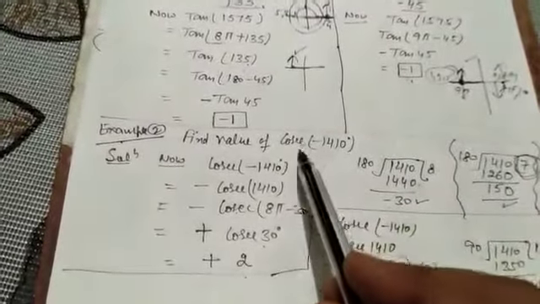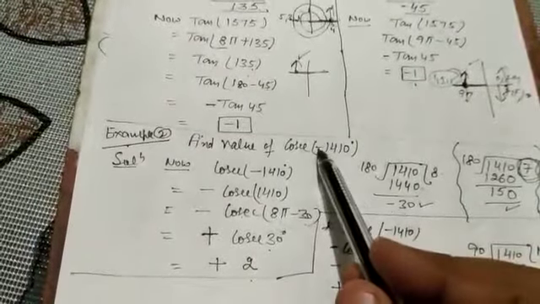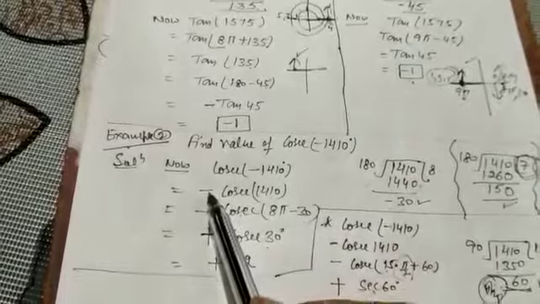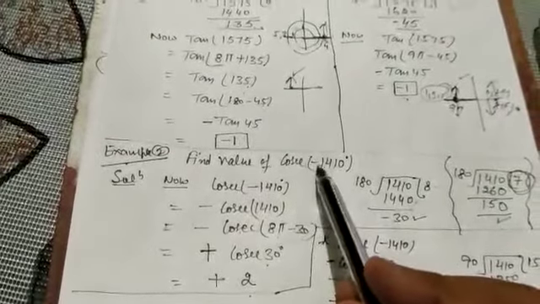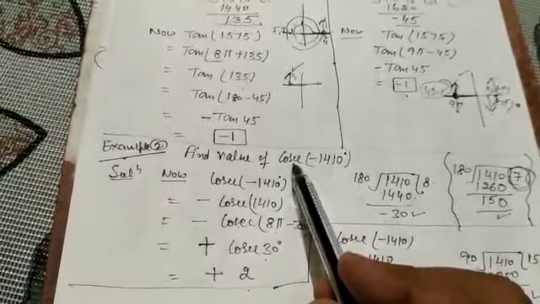See one more, it is cosec minus 1410. In case of minus, first we remove the negative according to the property of cosec. If negative is there, it comes outside. Only in case of sec and cos, it will not come outside.